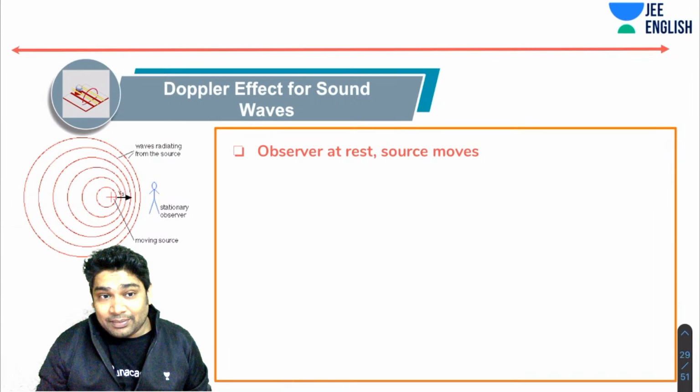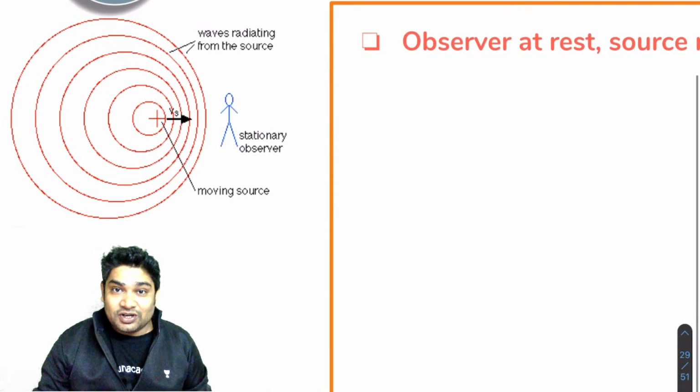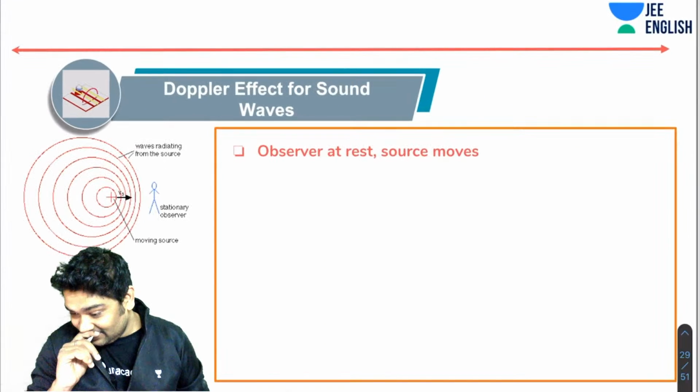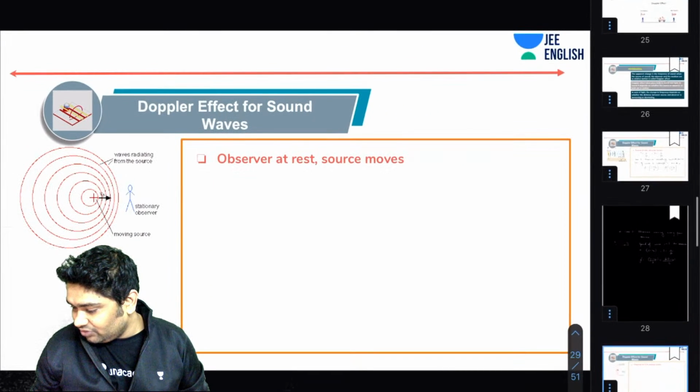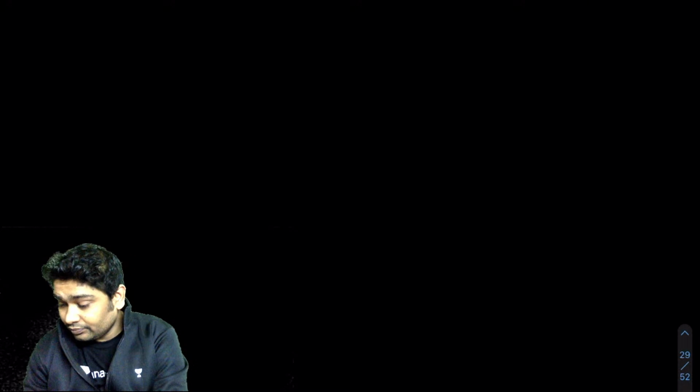Now, what is happening here? Again, try and visualize this. Okay, so maybe I will draw another diagram. In this case, what happens? Let me show you with the help of a diagram. Okay, so imagine a source was here. The source was initially here, and it emits a wave.